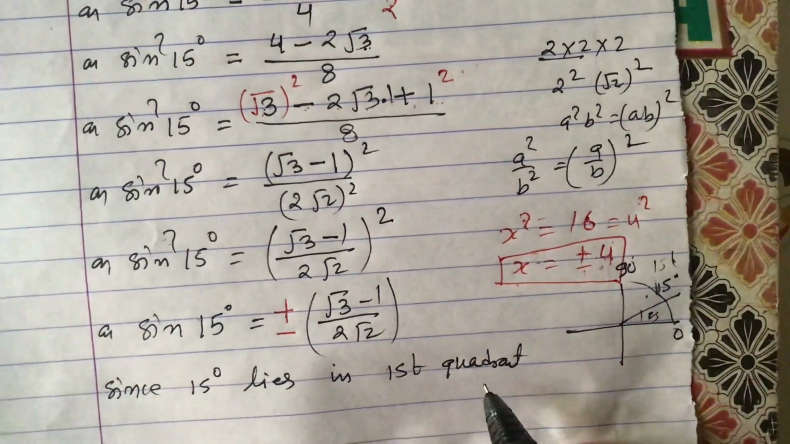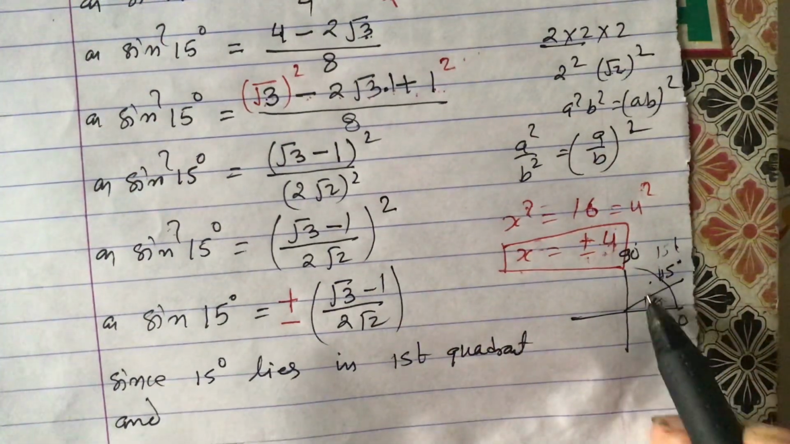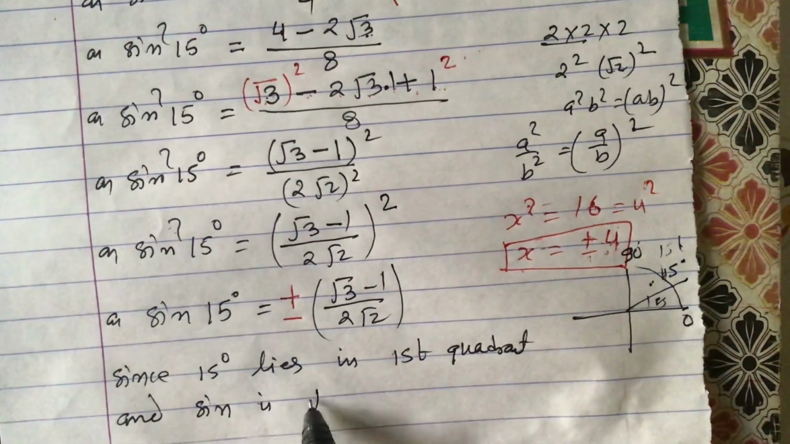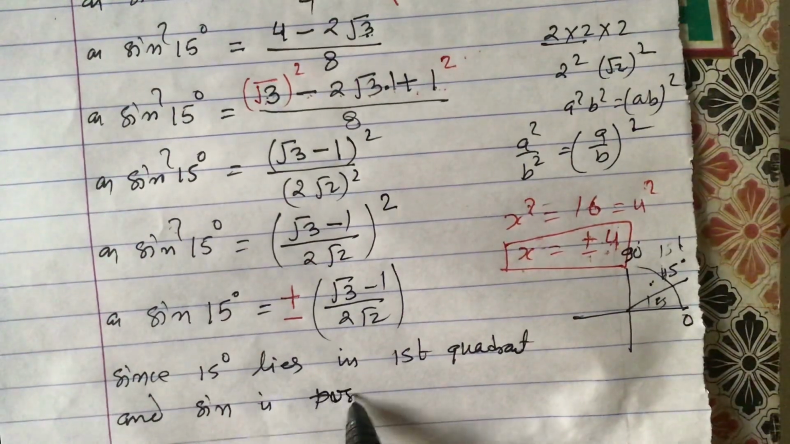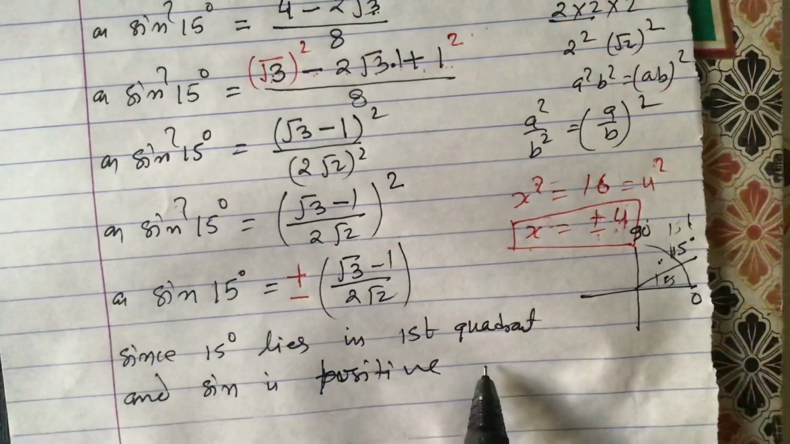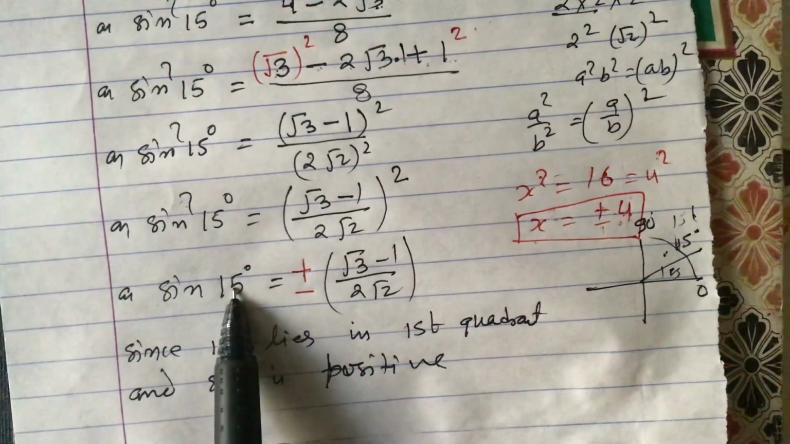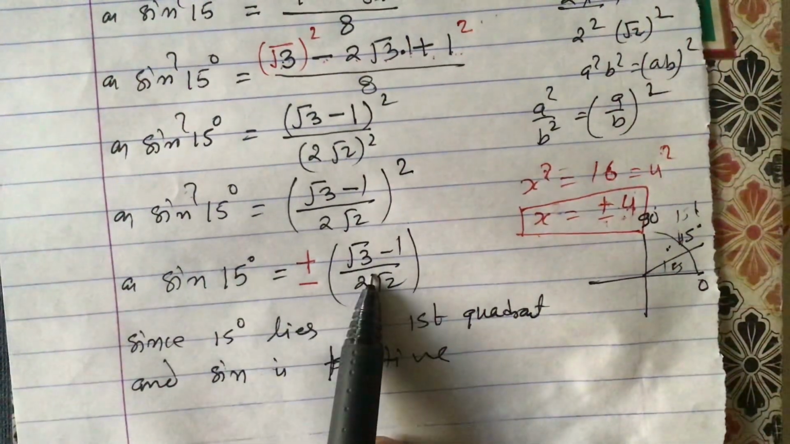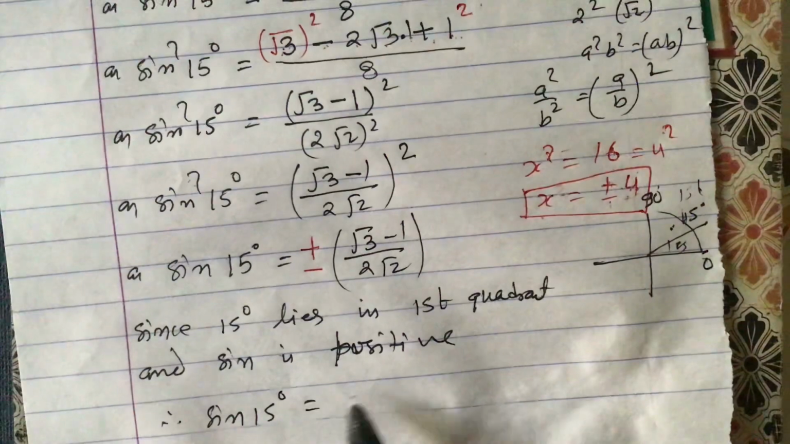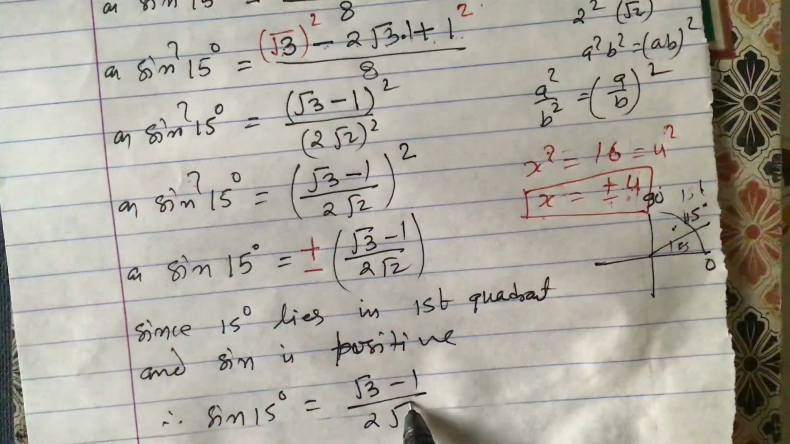Sine 15 degree lies in the first quadrant, and in the first quadrant all the trigonometric ratios are positive. Sine is positive. In the first quadrant, sine theta is positive, so sine 15 degree is positive. So the value of sine 15 degree cannot be negative. Since 15 degree is in the first quadrant, every ratio will be positive. That's why sine 15 cannot be negative. Therefore sine 15 degree is equal to the positive value only, root 3 minus 1 divided by 2 root under 2.